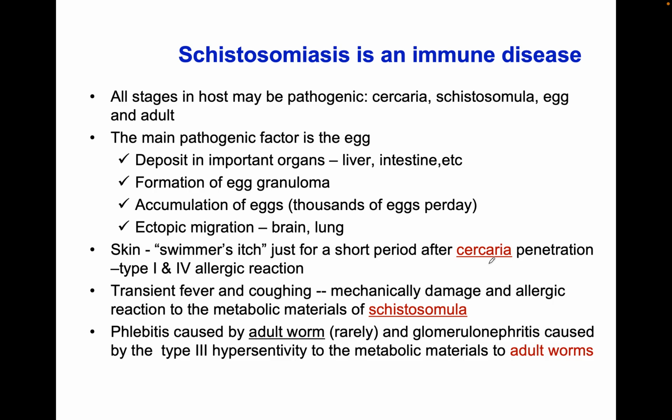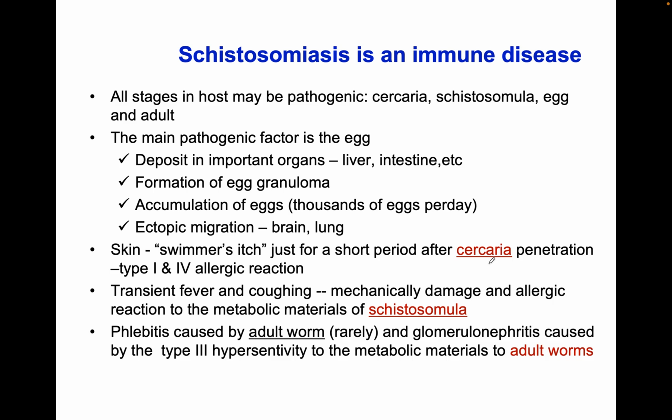These eggs are deposited in important organs, for example the liver and the intestine, and they accumulate and form egg granuloma, and later on the tissues are damaged. So there's accumulation of the eggs, and also there's ectopic migration. More often we can find eggs accumulated in brain tissue, and for the skin there's swimmer's itch.